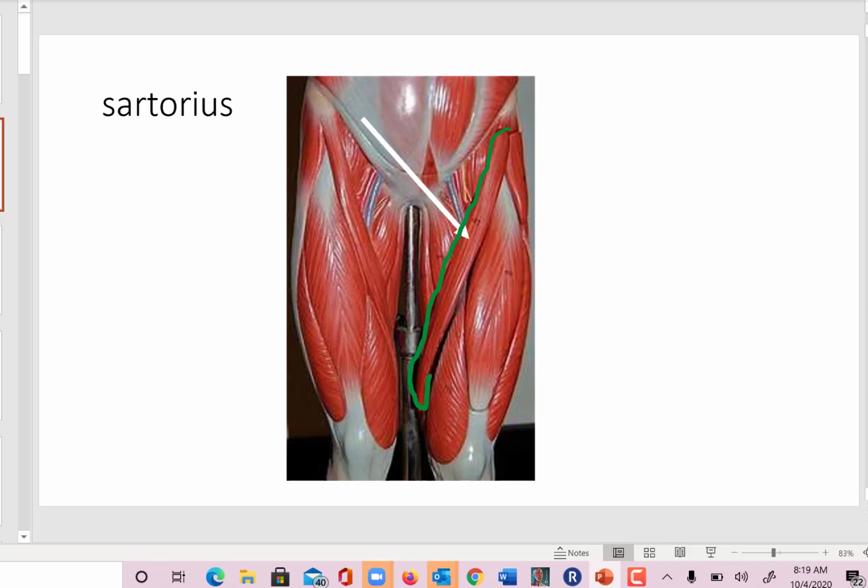And the sartorius is oftentimes referred to as the tailor's muscle, because back in the old days, a tailor would take the fabric and drape it over their leg to do their mending, to do their sewing, and they would flex at the hip and abduct their thigh, laterally rotating their thigh, and it also flexes the lower leg. So that's why it was called the tailor's muscle.